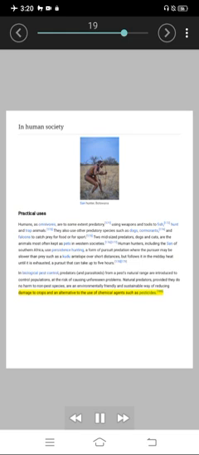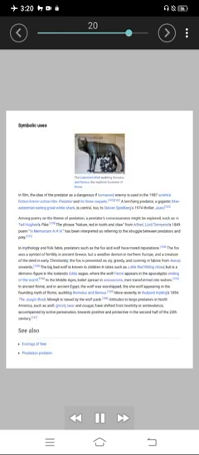Symbolic uses. The Capitoline wolf suckling Romulus and Remus, the mythical founders of Rome. In film, the idea of the predator as a dangerous if humanoid enemy is used in the 1987 science fiction horror action film Predator and its 3 sequels.